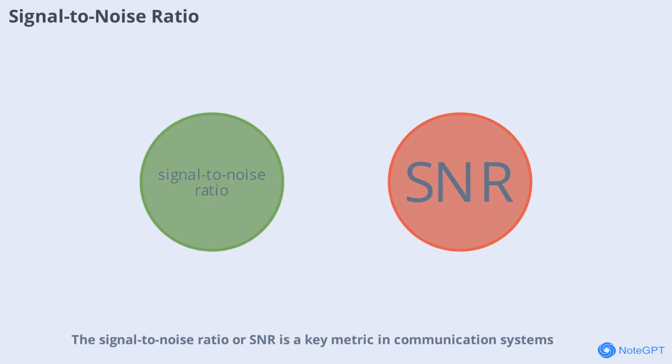Signal-to-noise ratio, or SNR, is a key metric in communication systems. It measures the strength of the desired signal relative to the background noise. A high SNR means the signal is much stronger than the noise, resulting in clear communication. A low SNR indicates that noise is overpowering the signal, making it difficult to understand the message. Improving SNR is a primary goal in system design.